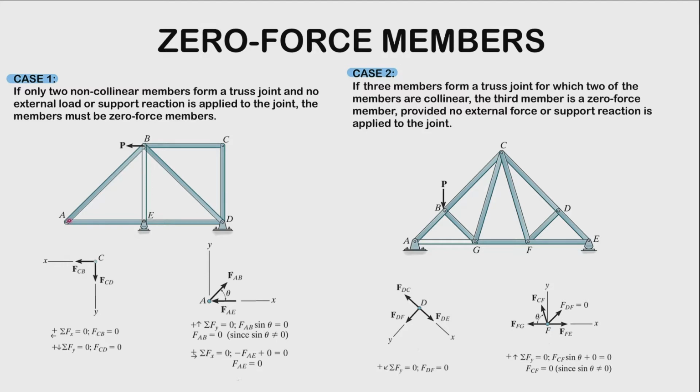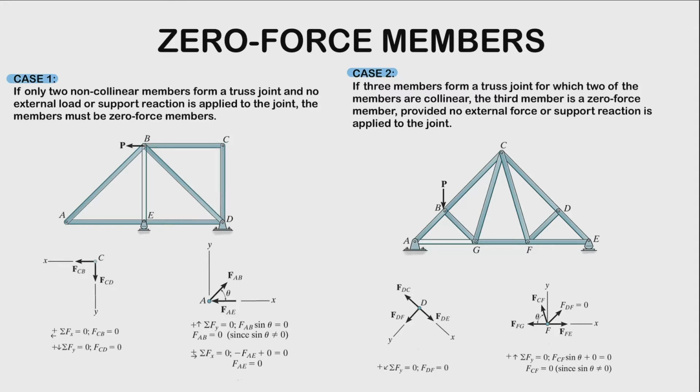Therefore, we could assume that these two members are actually zero force members. As proof, we could isolate joint A and apply the equations of equilibrium to solve for the forces in our members. And what we'd get are 0 for force AB and 0 for force AE. Alright?